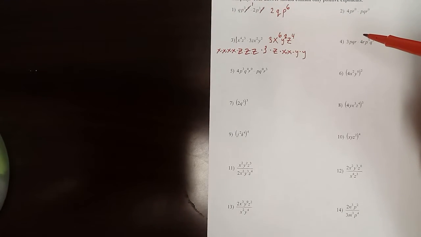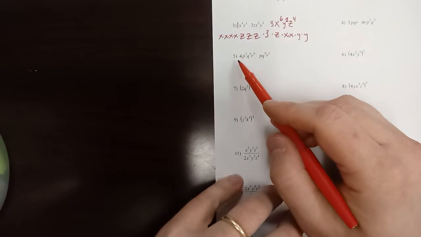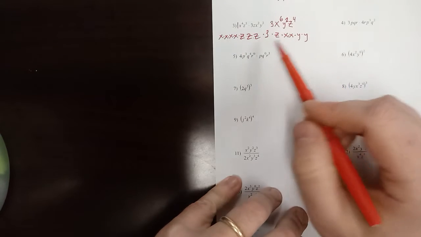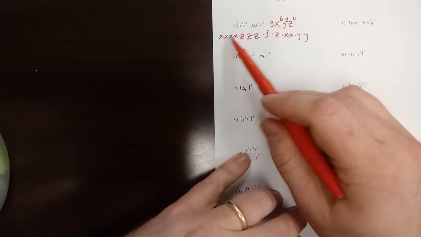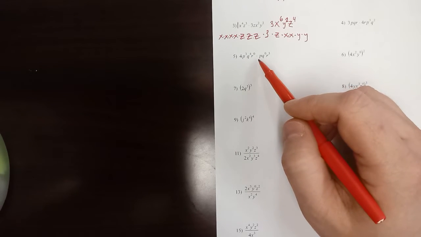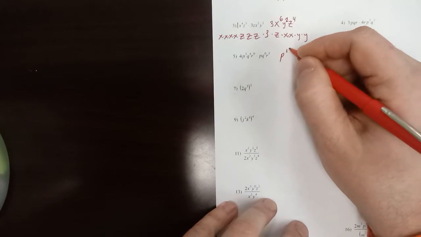Let me see if any of these get more complicated. Well, may as well just do 5 since we're here. So I've got 4p cubed. Without writing all this out, I know that I'm going to write p 3 times, just like I wrote x 4 times here. How many times do I write p over here? Once. That's a total of 4 times.